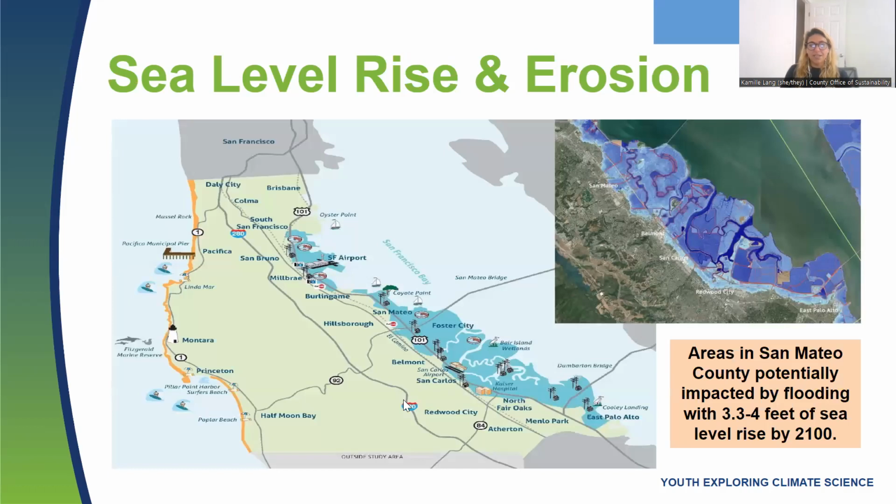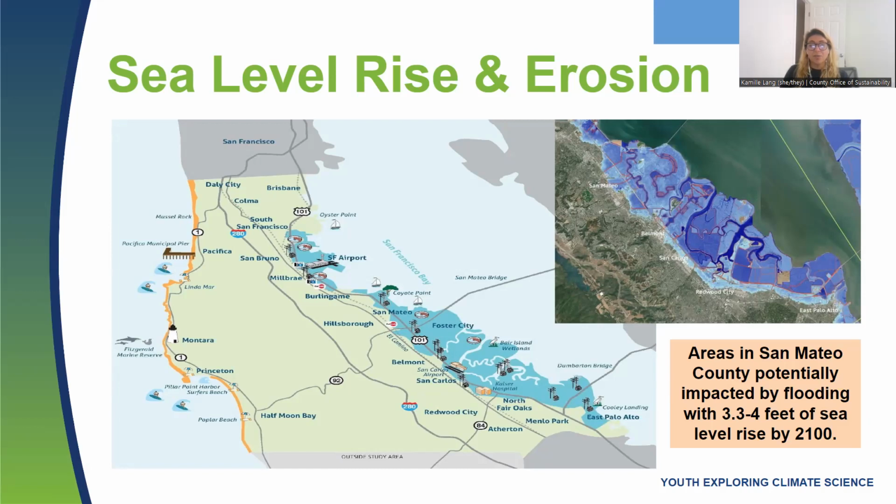All right, so finally, thinking about how climate change is impacting San Mateo County. San Mateo County has the most to lose to sea level rise and erosion. An impact of sea level rise is erosion, and we see more erosion happening on the Pacific Ocean side of San Mateo County. Places like Half Moon Bay and Pacifica are seeing a lot more erosion than other parts of San Mateo County.